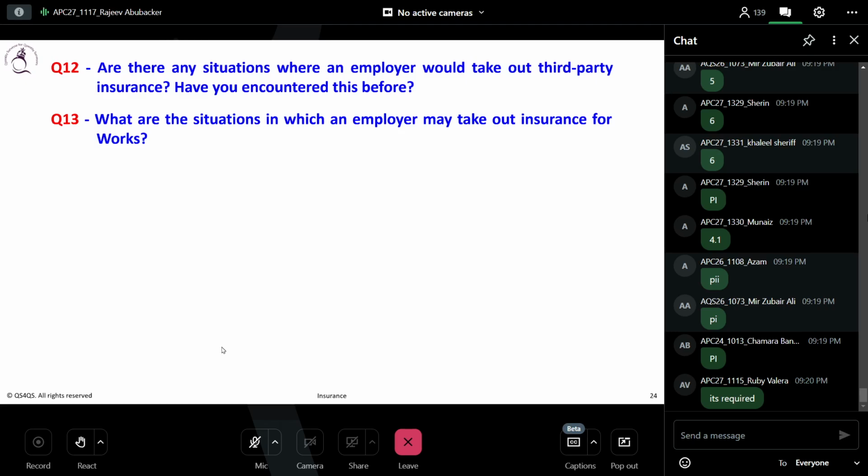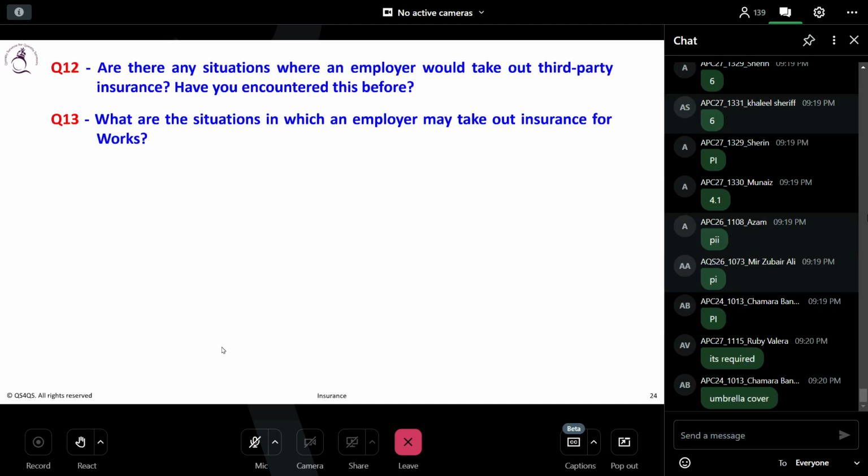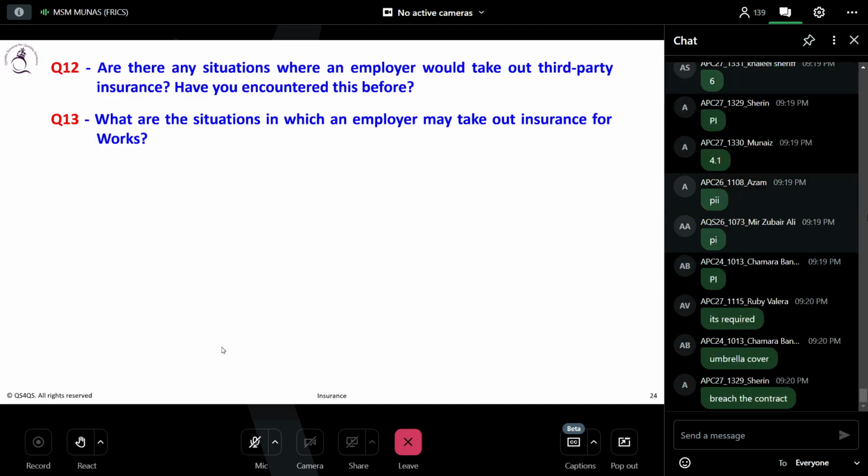When the contract is not extending the validity of the insurance for the works. No, it's not about the extension of time. Yes, it is all about umbrella coverage. Are there any situations where an employer would take out third-party insurance, or what are the situations in which an employer may take out insurance for the works? So look, it talks about third party or works. What are the situations where the employer will no longer need any insurance from the contractor?